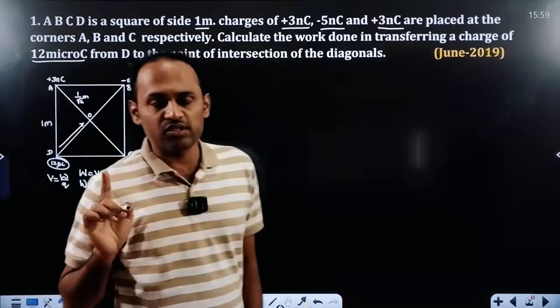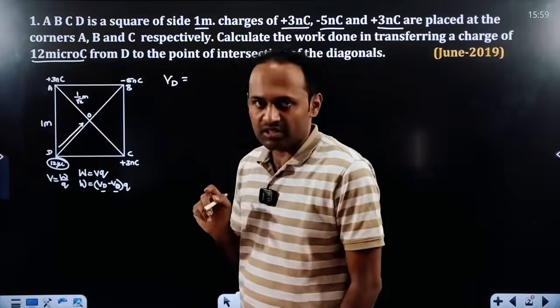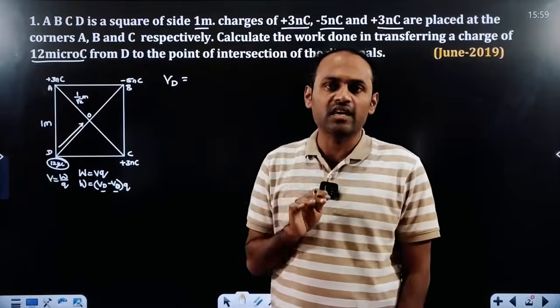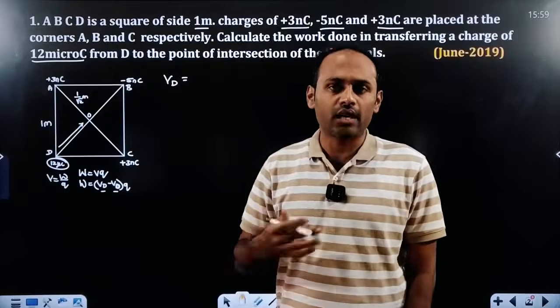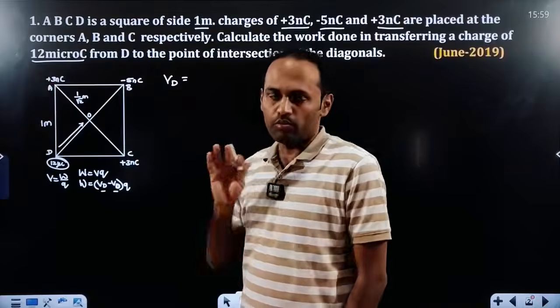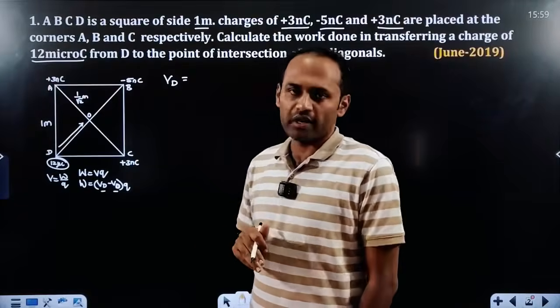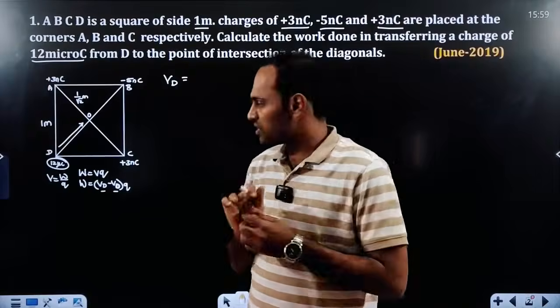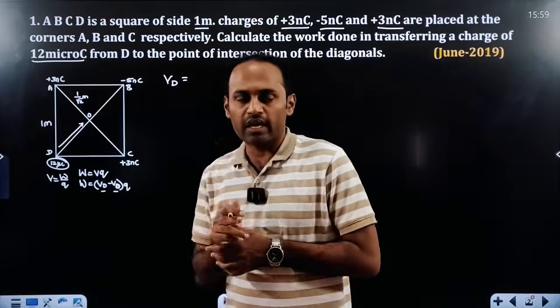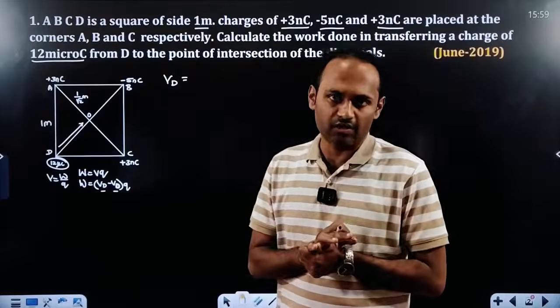How many potentials will be at point D now? How many static charges are there in its surrounding? +3, -5, +3 nanocoulomb. Three static charges. So there will be three potentials at point D. There will be no potential due to the charge 12 microcoulomb, because 12 microcoulomb is a moving charge. Only static charges have potentials, right?